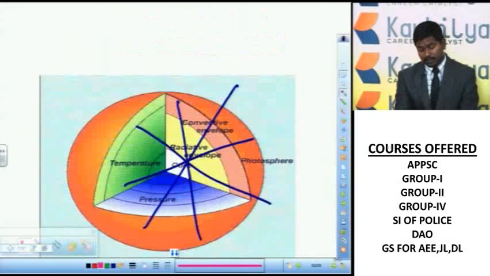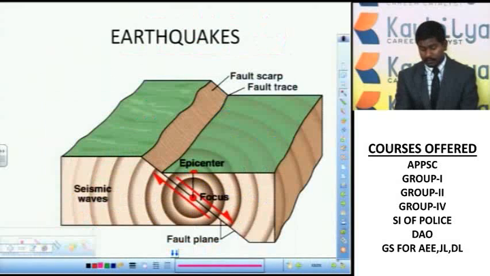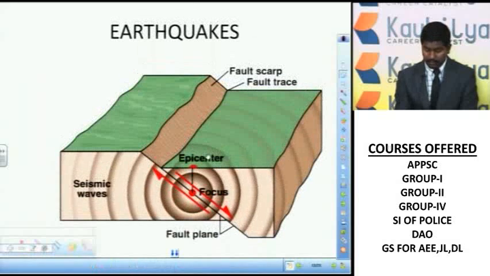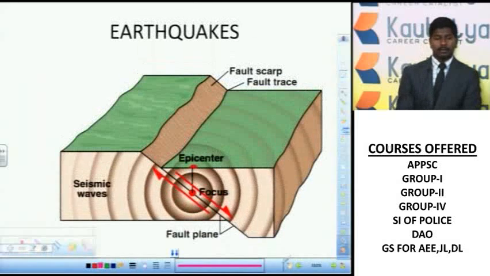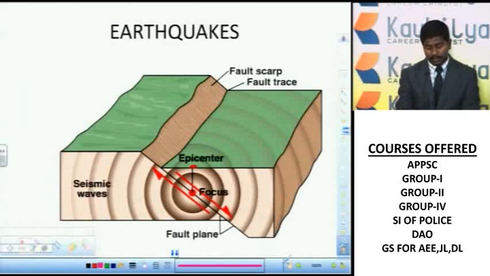We are moving to the next topic, earthquakes. The word earthquake is derived from a Greek word, seismos. Earthquakes are endogenic forces, or forces which are derived from inside the earth.